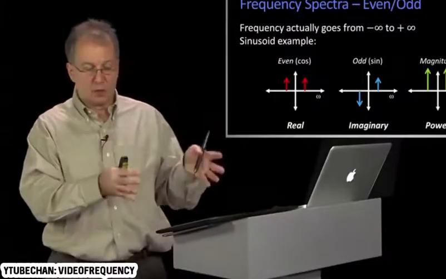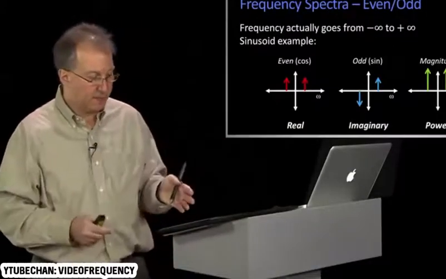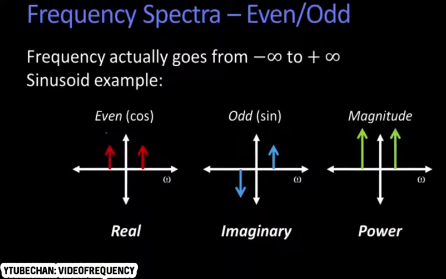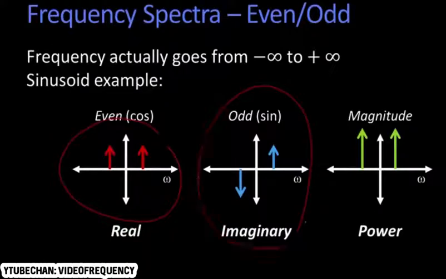So putting those equations we just saw into some simple pictures, our frequency in general can be thought of as going from minus infinity to infinity. And the real part is the cosine part and its impulses look like this. The imaginary part is the odd part. That's the sine. It looks like that. And as we said before, typically we're only going to worry about the magnitude of the power.